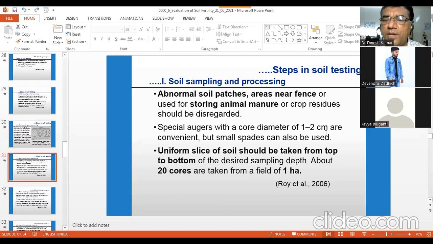Special augers with a core diameter of 1 to 2 centimeters are convenient, but small spades can also be used. There are a number of implements or tools with the help of which we can take the soil sample, like the tube auger, screw auger, post hole auger, and even a spade. A uniform slice of soil should be taken from top to bottom of the desired sampling depth. About 20 cores are taken from a field of 1 hectare. 20 cores means samples from 20 places. A core is the portion of soil taken by the auger.